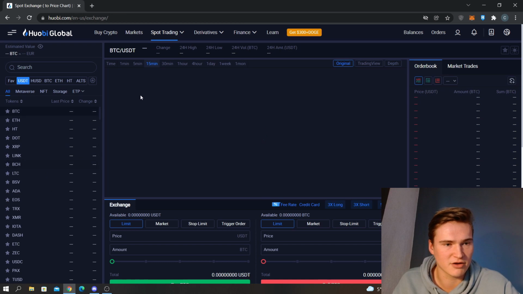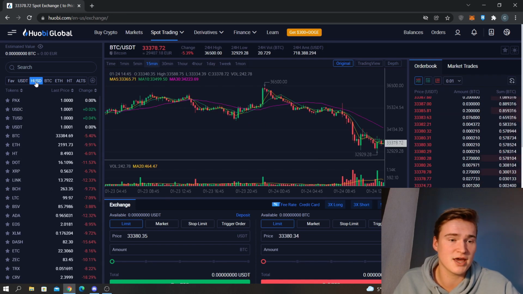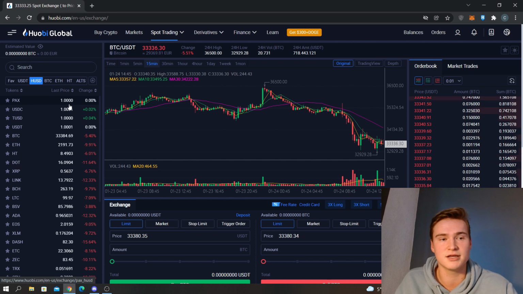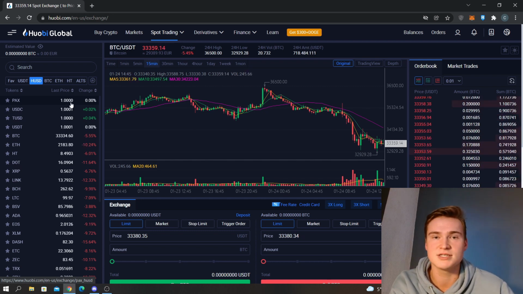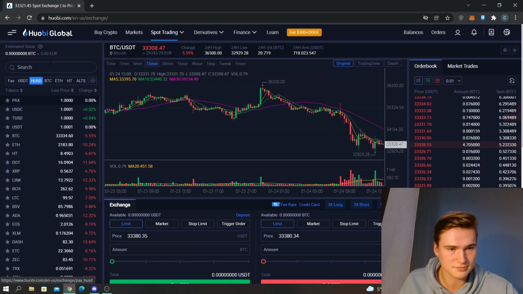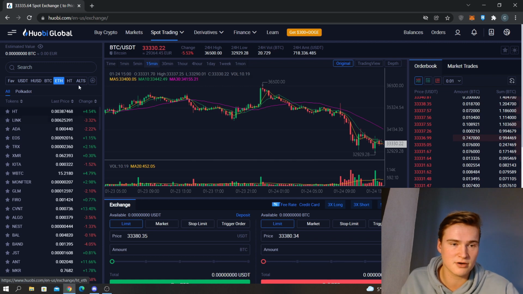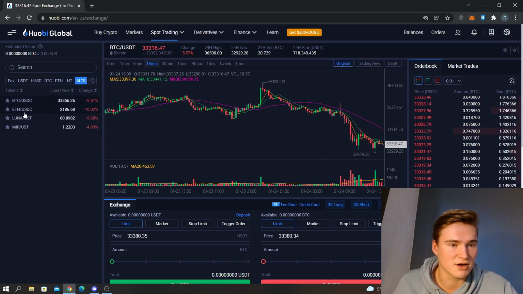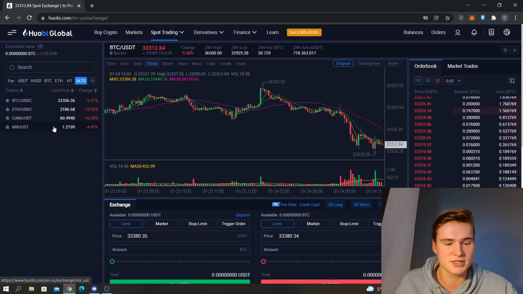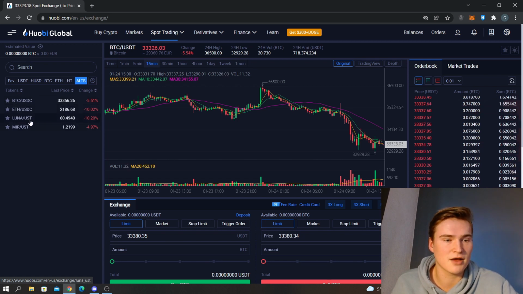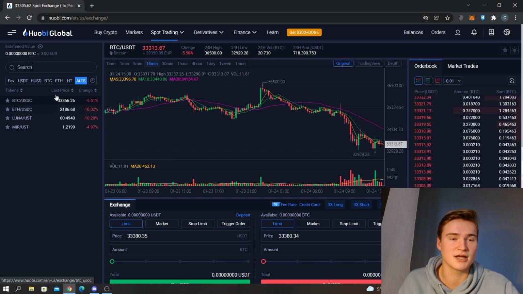So as I said, you can find all pairs against USDT, against HUSD. That's the USD tracking token by Huobi. So HUSD it is for Huobi. Now, for example, you have USDC for Coinbase, that kind of thing. Then you have pairs against Bitcoin, pairs against Ether or Ethereum and HT, and then you also have some alts. Not too many listed there, but as you can see, those are basically just the USD tracking cryptos of other exchanges. So UST, I think that's Terra, and USDC, as I said, from Coinbase.